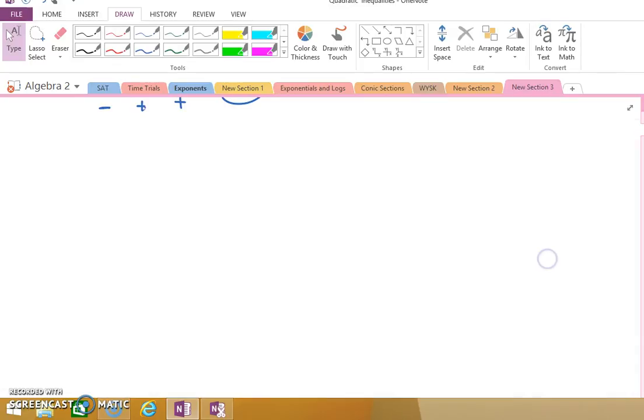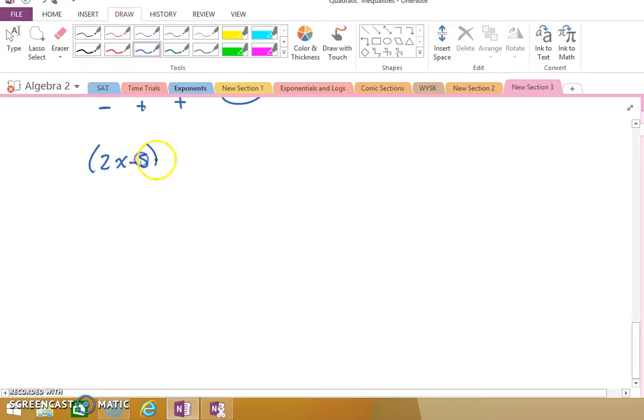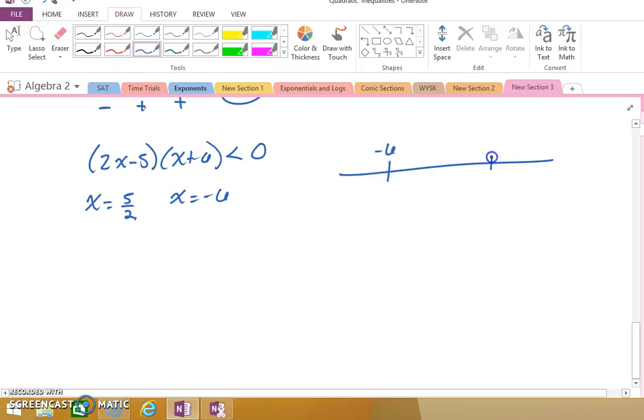Let's try another one, this time with a less than sign. We're going to do 2x minus 5, x plus 6, less than 0. So we know that x is equal to 5 over 2, x is equal to negative 6. Number line: negative 6, 5 over 2. And our signs: we have 2x and x, so we get a positive and a positive. Positive times a positive is a positive. Positive, negative, positive.